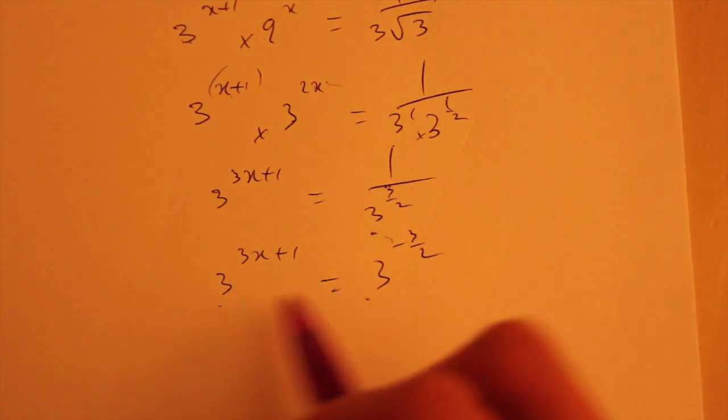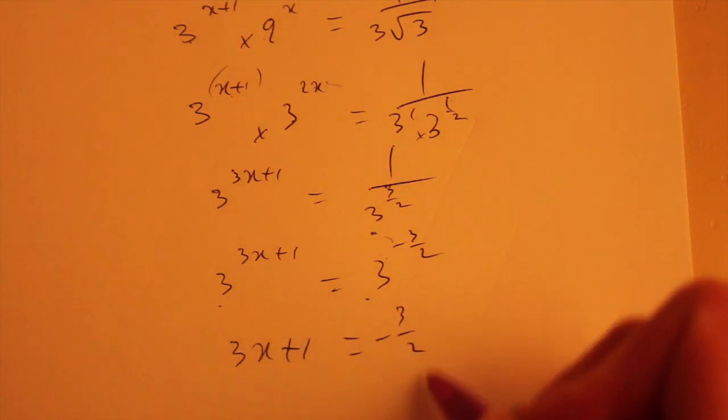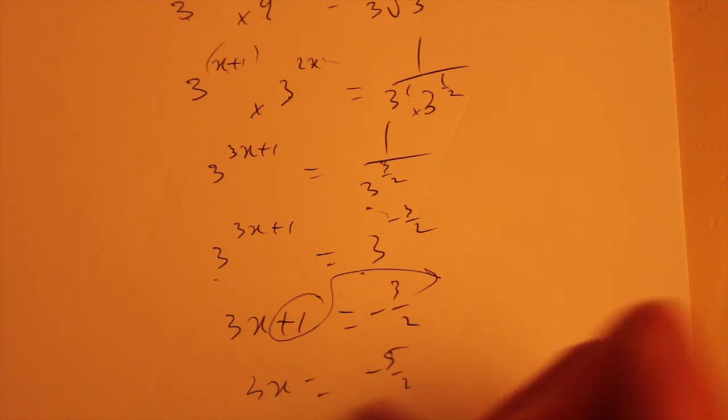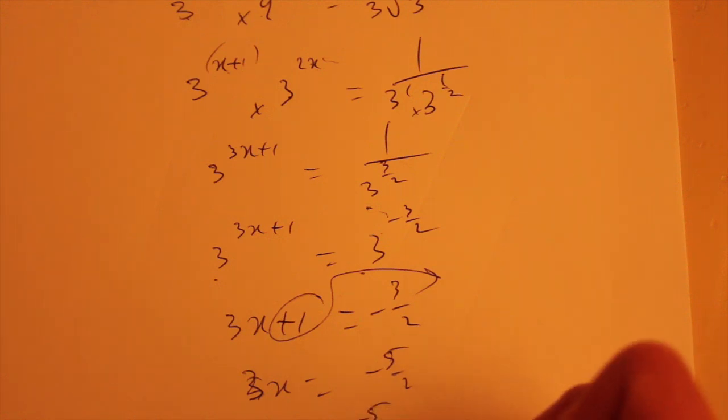Now, the base numbers are the same, I can just work with the tops. 3x add 1 is minus 3 over 2. Bring that over, take it away. So it's minus 5 over 2. Bring your 3 over and it becomes dividing. So that is minus 5 over 6.